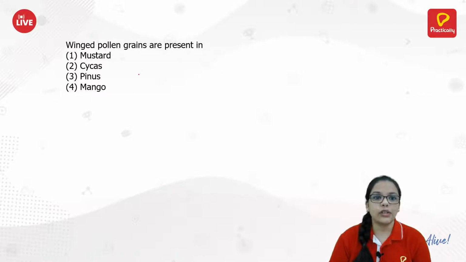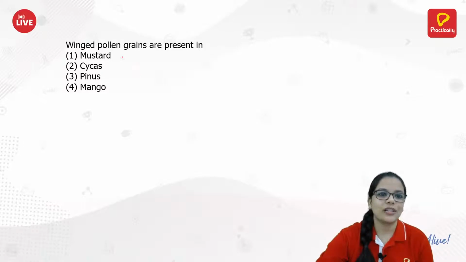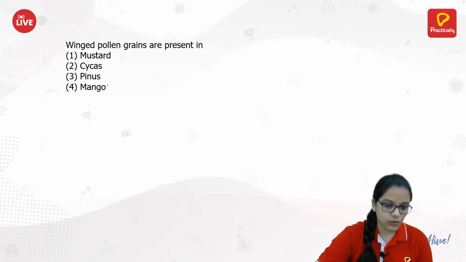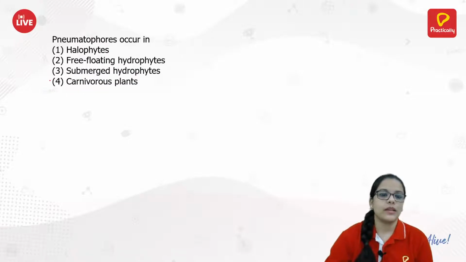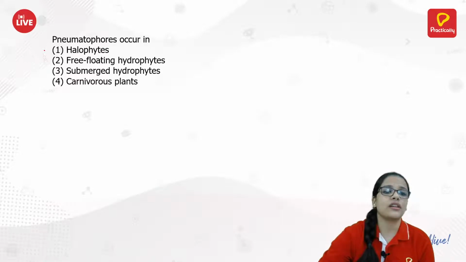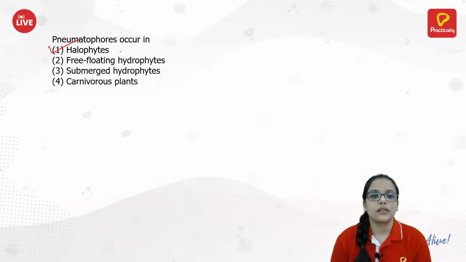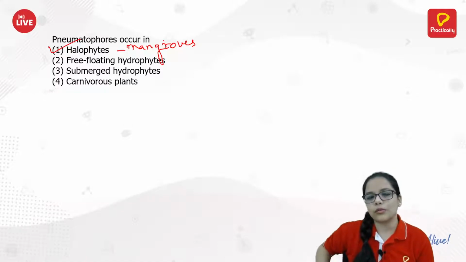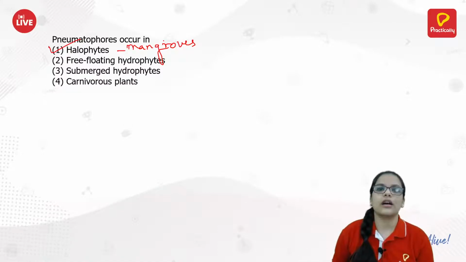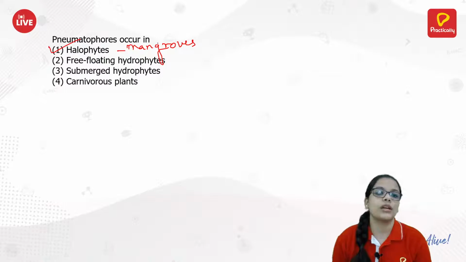Winged pollen grains are found in mustard, cycas, pinus, and mango. Winged pollen is only found in pinus. Pneumatophores occur in halophytes. Very easy question. Halophytes such as mangroves: the roots are inside the salty area. The soil and water are both very salty, and to breathe, the roots come out of the soil. Those are known as pneumatophores. They are found in mangroves.